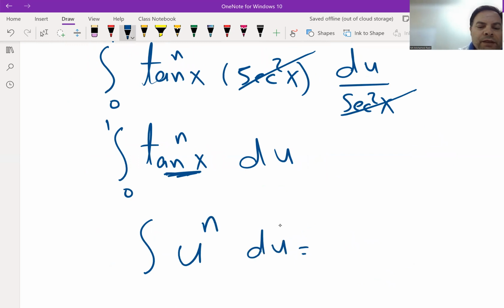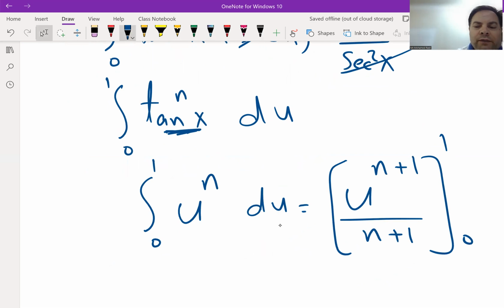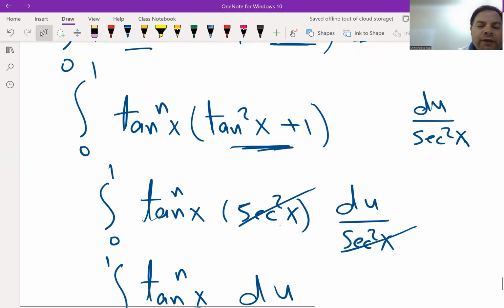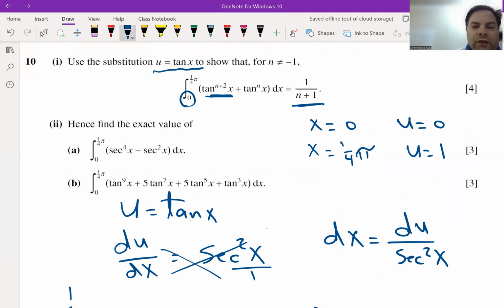It's integrated by adding 1 divided by the new power, with the limits from 0 to 1. Substitute by 1. 1 for any power will be 1, so we get 1 over n plus 1. Substitute u by 0 and it will be 0. So this is the final answer which he asked us to show, that the final answer is 1 over n plus 1.